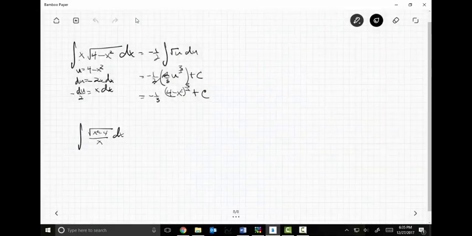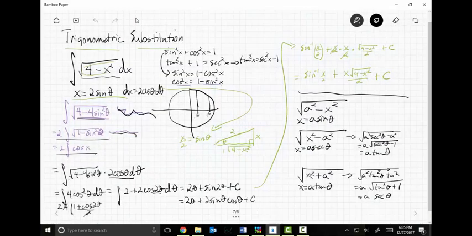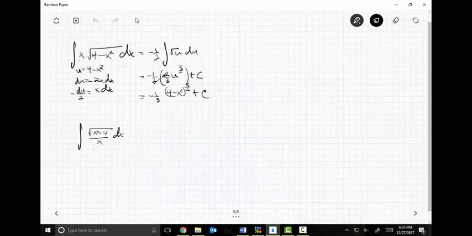So I've got x squared minus, okay, this is an a squared minus x squared. And that told me, let's go back one more time, to use a secant theta. So I'm going to let x equal 2 secant theta, right? That's all I'm doing. We'll set the whole thing up here in just one sec.